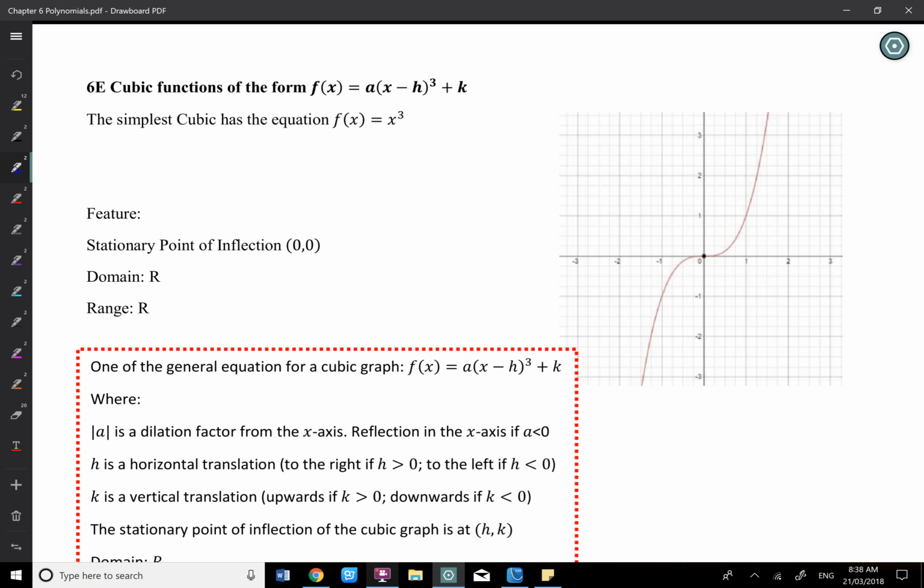Okay, how can we sketch it? First of all, we make sure where my stationary point of inflection is, which is h, k. And we need to be aware that the form needs to look like (x minus h) cubed plus k. So the x needs to be a positive x. Let's have a look. In the first example, we have the stationary point of inflection at 4, 2. That's really in the standard form, and we can see that directly.